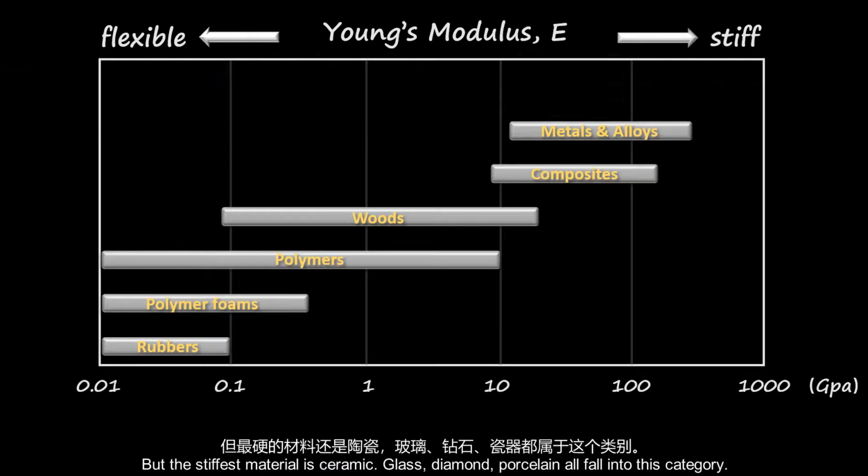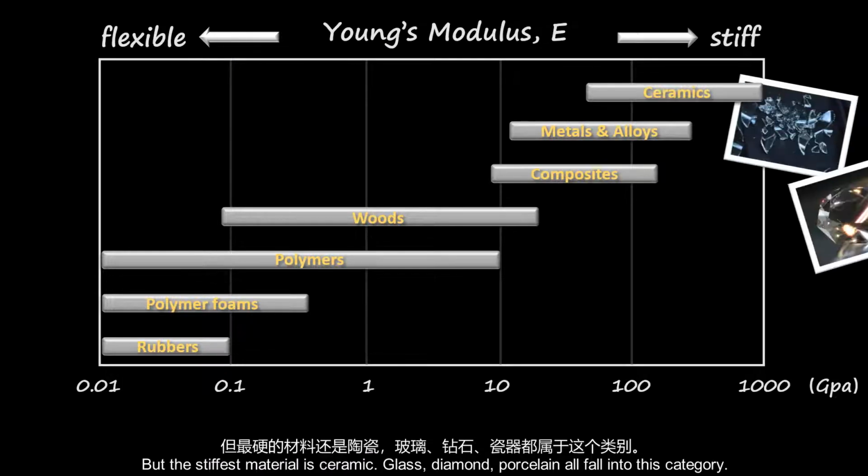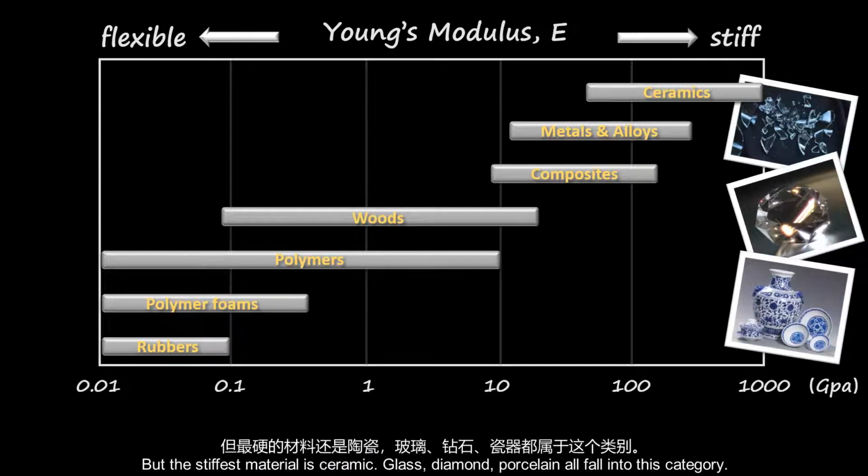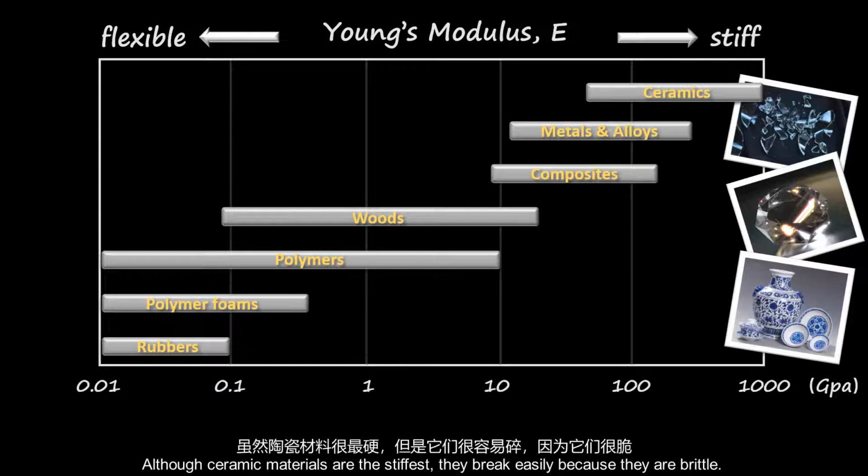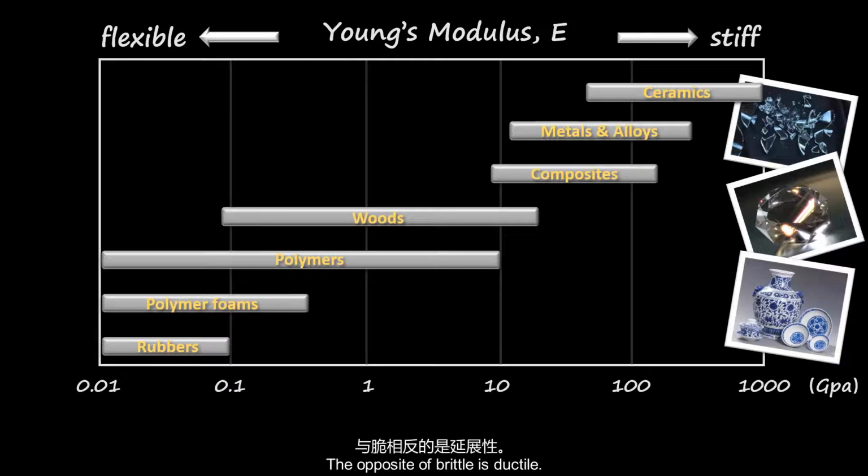But the stiffest material is ceramic. Glass, diamond, and porcelain all fall into this category. Although ceramic materials are the stiffest, they break easily because they are brittle. The opposite of brittle is ductile. So what do brittle and ductile mean?